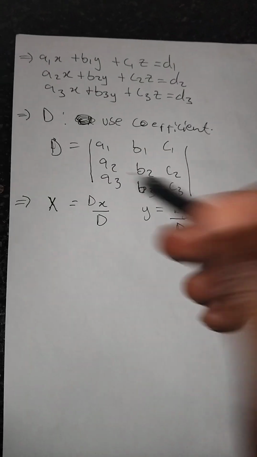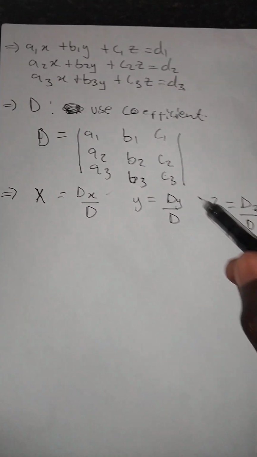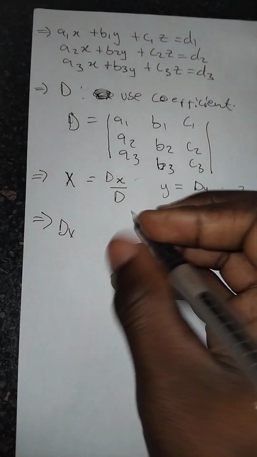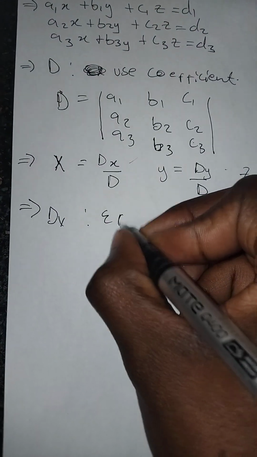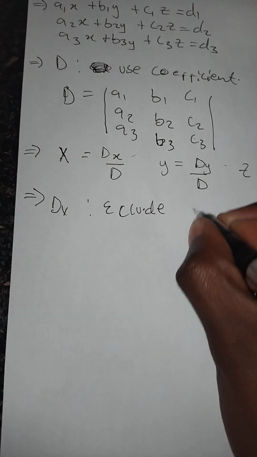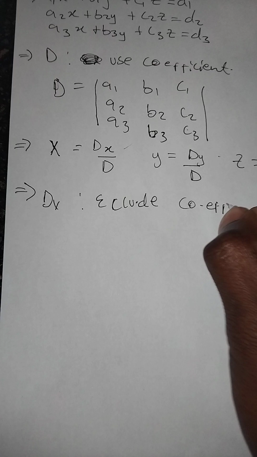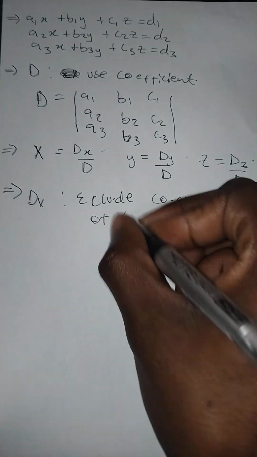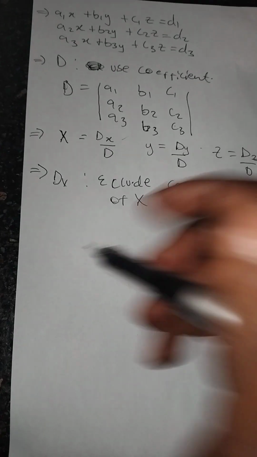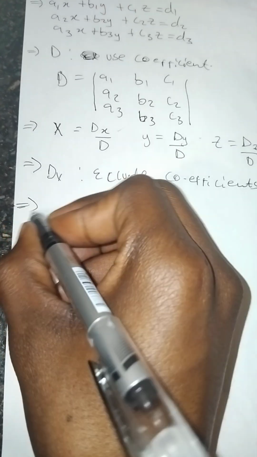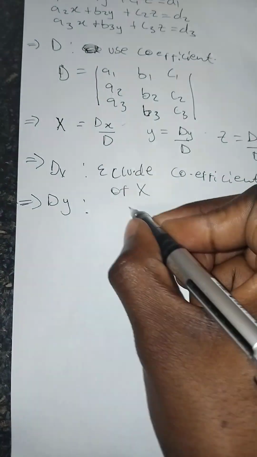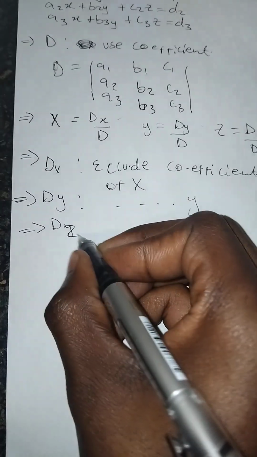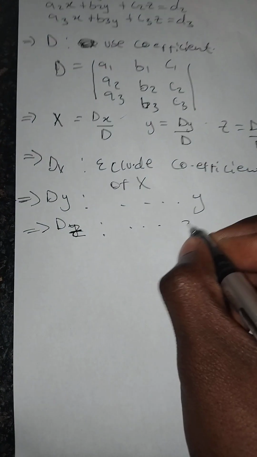So now what we have to find is dx, dy, and dz. For dx, what you have to keep in mind is that we exclude the coefficients of x. So if I'm excluding the coefficients of x for dx, then it should make sense that for dy, we exclude the coefficients of y. Then for dz, we exclude the coefficients of z.